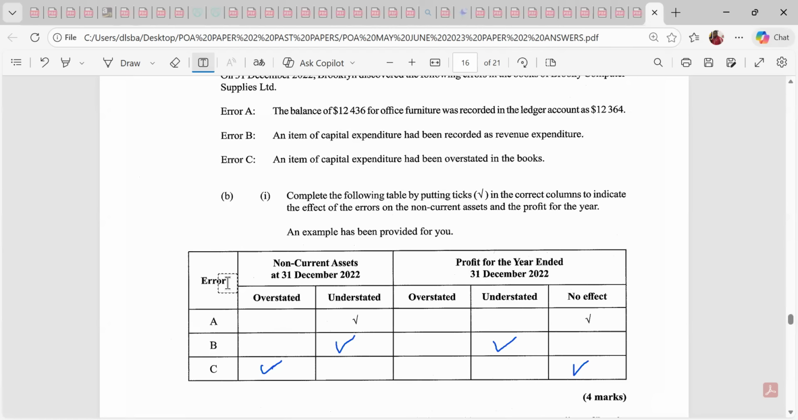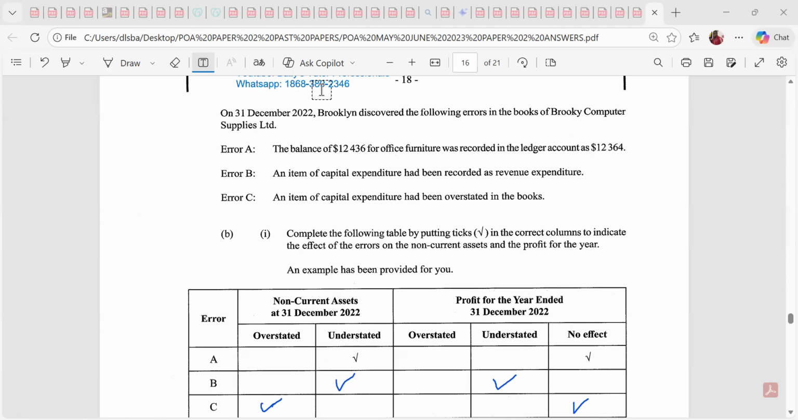They want us to complete the following table by putting text in the correct column to indicate the effect of the error on non-current assets and profits for the year. So the first one, it was supposed to be 12,436, but we put 12,364. So we put less in error, which means it was understated. That is why they put understated in the non-current assets. But assets don't affect the income, the net profit. So it will have no effect on the net profit. Assets, liabilities, and capital are not going to affect net profit.